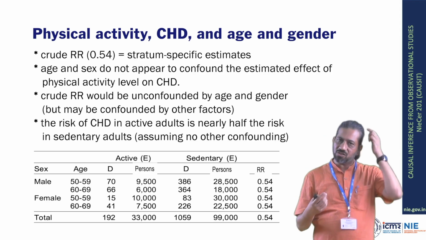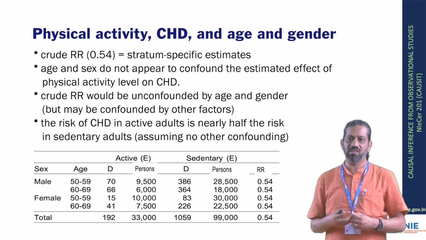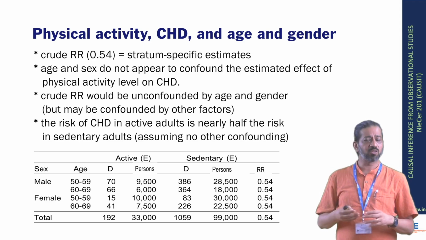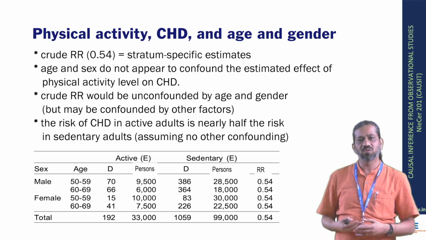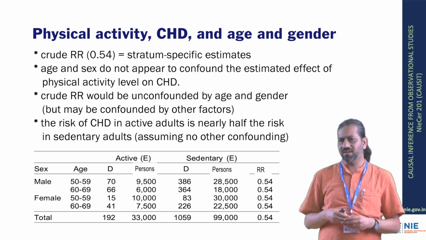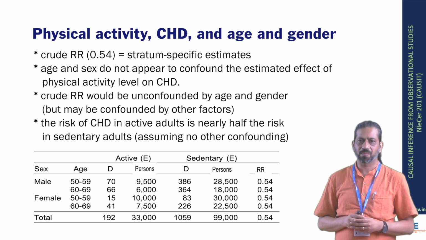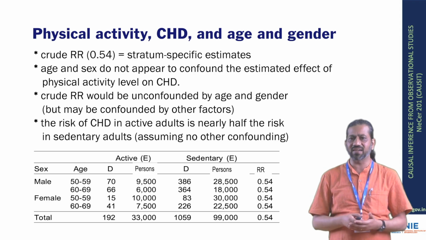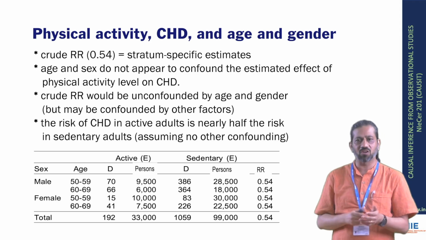And here you can see that in each of these strata, the stratum specific risk ratio is also 0.54. So in terms of the steps that we talked about earlier, the stratum specific risk ratios are similar to each other. And interestingly, the stratum specific risk ratios are also similar to the crude risk ratio, which points to the fact that sex and age are not making any difference to the risk ratio. We might want to calculate the adjusted risk ratio here as well, and if we had done that, because it's a weighted average of the stratum specific risk ratios, it would also be 0.54.